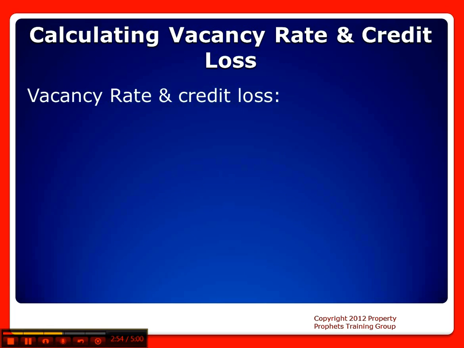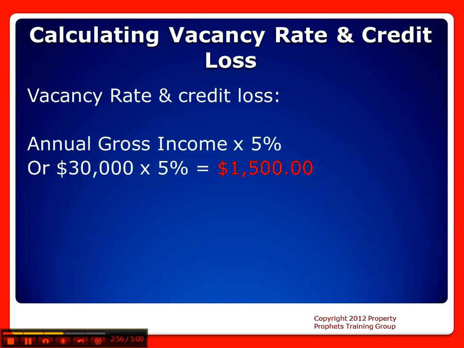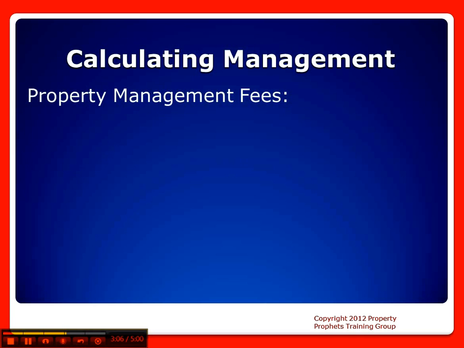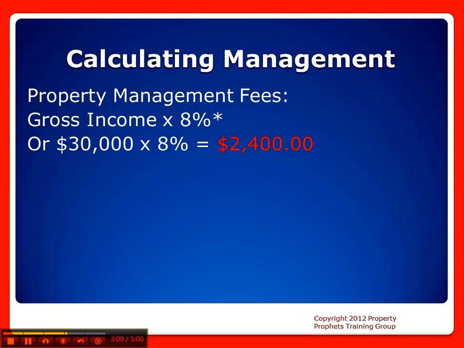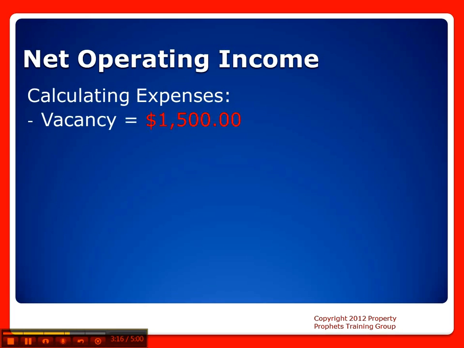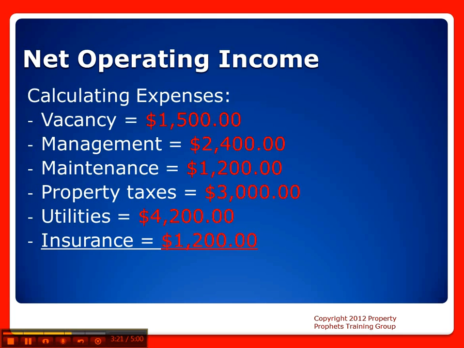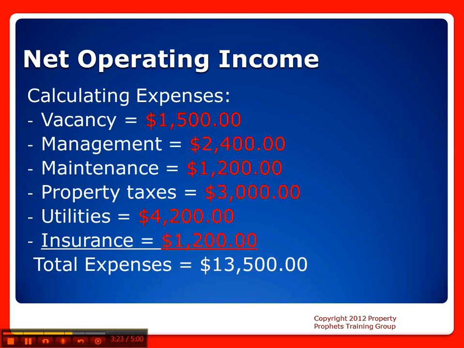Let's calculate the vacancy rate and credit loss. We just picked 5%, calculated from the gross annual income, giving you $1,500 a year. And property management fees of 8% gives you $2,400 a year. So now we know all of our figures. Let's calculate the expenses and add all these up. When you add them together, you get $13,500. So these are your practical expenses.